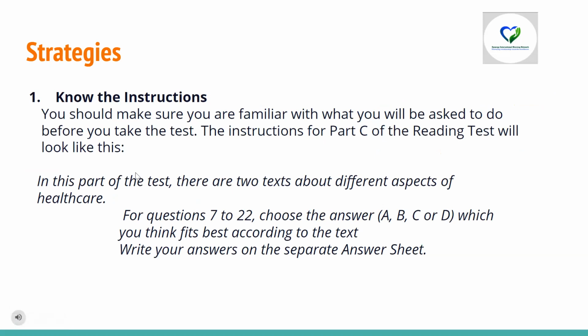Now let me share with you the strategies you need to know to pass OET Reading Part C. Like every other test, know the instructions. You should make sure you're familiar with what you will be asked to do before you take the test. The instruction for Part C of the reading test will look like this: In this part of the test, there are two texts about different aspects of healthcare. For questions 7 to 22, choose the answer A, B, C, or D which you think fits best according to the text. Write your answers on the separate answer sheet. So that's how the instruction looks. Make yourself familiar with this so you can be faster on the test day.